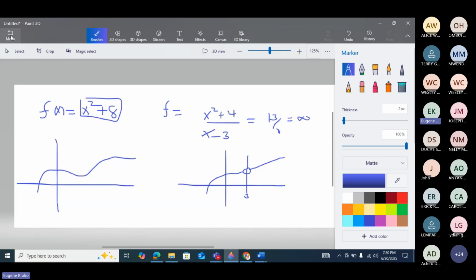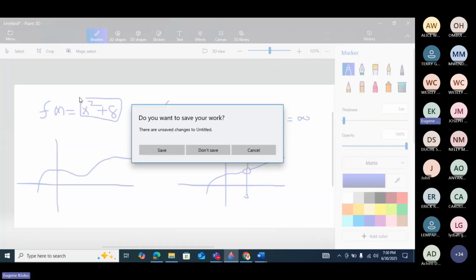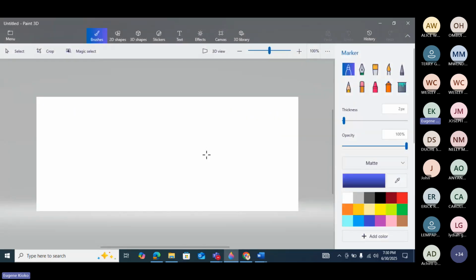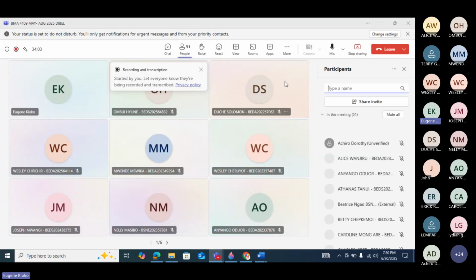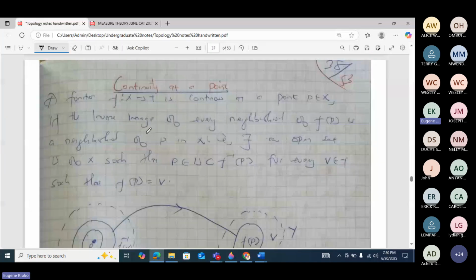Now, it is the same knowledge, although somehow not similar, that we extend to topology. We extend similar knowledge to topology. And we want now to test continuity at a specific point.